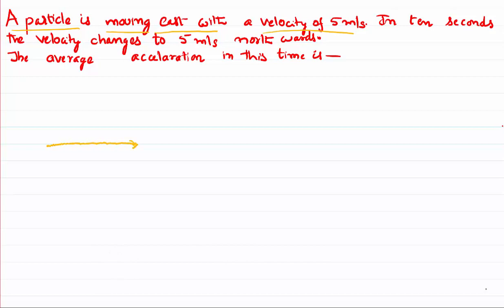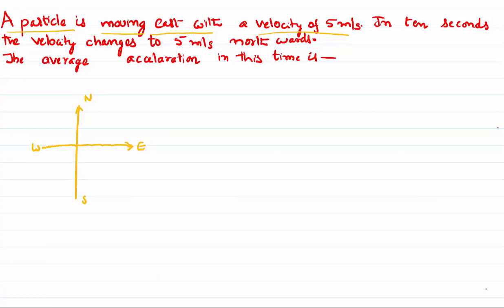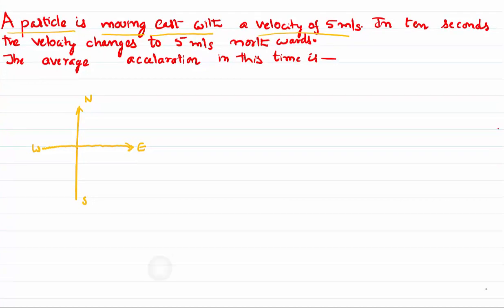On the paper, it is always east, positive x-axis, west, negative x-axis, north positive y-axis, south negative y-axis. It is given in the problem that a particle is moving towards east like this with a velocity of 5 meter per second.